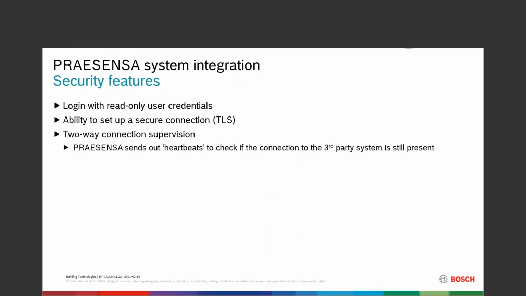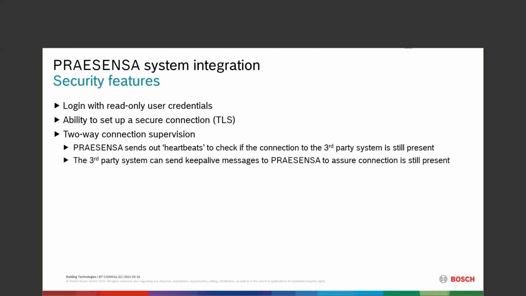So that means that PRAESENSA sends out heartbeats to check if the connection to the third-party system is still present. And the third-party system can send keep alive messages to PRAESENSA to assure that the connection is still present. So from both sides, you can check and supervise if your connection between PRAESENSA and your third-party system is okay. And you could then generate errors in case you lose that connection.